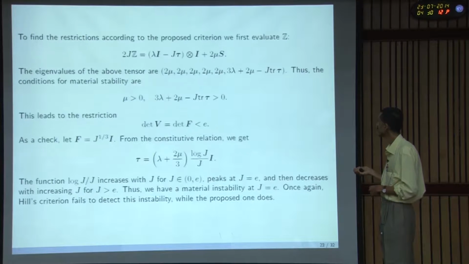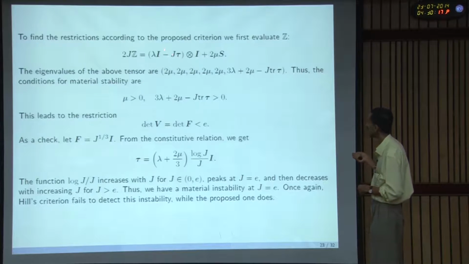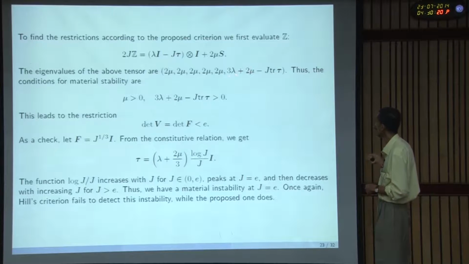But actually, if you see the proposed criterion, there is this additional factor here. Most of the eigenvalues are the same, but here you have 3 lambda plus 2 mu, and this additional part is coming, and that sort of messes up the whole thing. And so the conditions now are that mu is greater than 0, and also this should be greater than 0. If you work this out, it leads to the restriction that the determinant of the deformation gradient should be less than E. E is that same, E 2 point whatever.